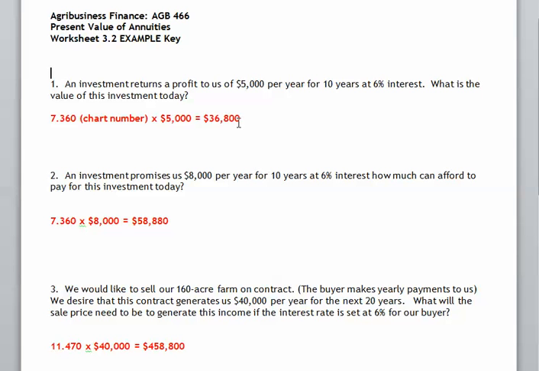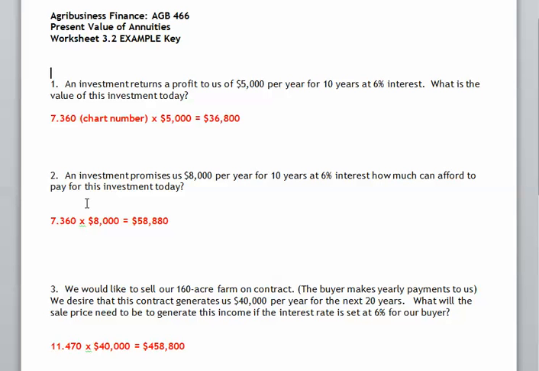So folks, here's the deal. If you had $36,800 and you had that invested at 6% interest, you could take $5,000 out of that investment every year for 10 years. That'd be a grand total of $50,000 taken out of the investment. The total put in originally was $36,800. The remaining would be interest that we had earned. Wonderful thing.